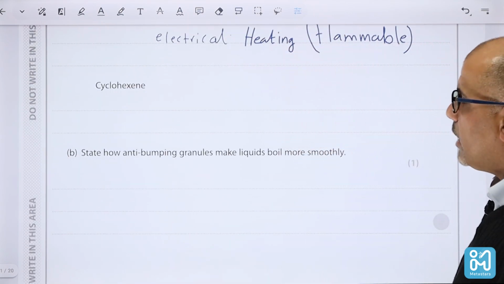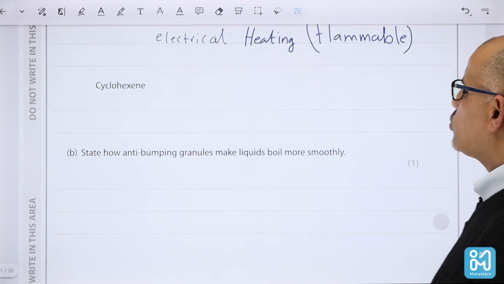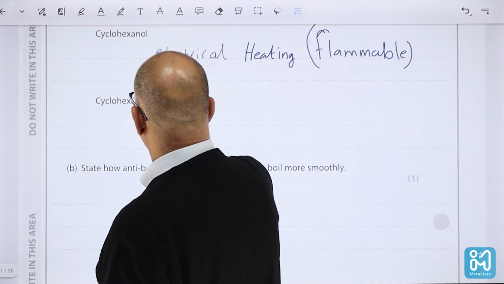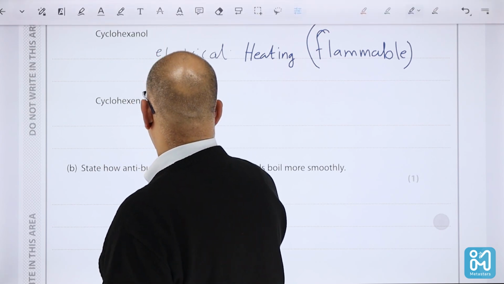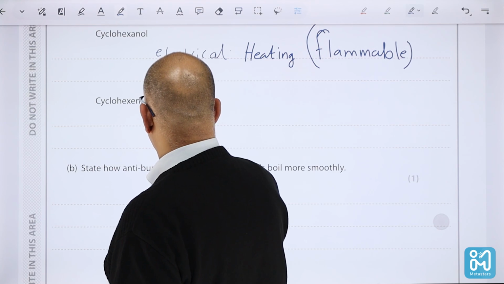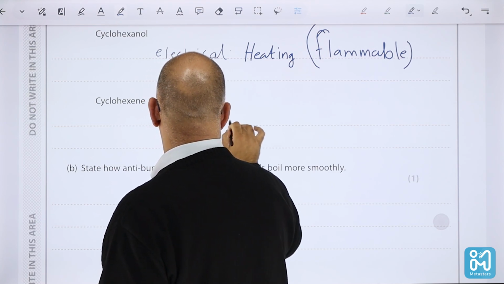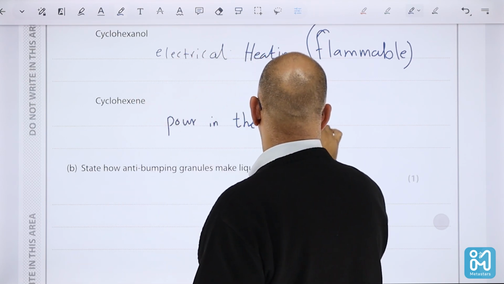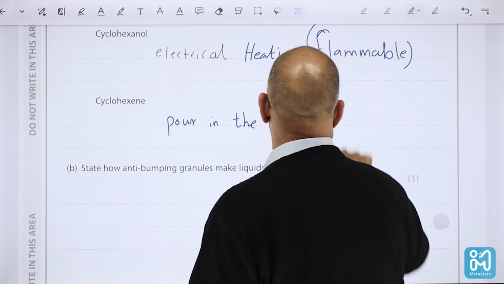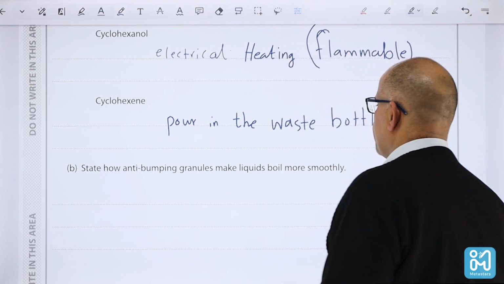And the cyclohexene, you shall pour it in the waste bottle in the lab.